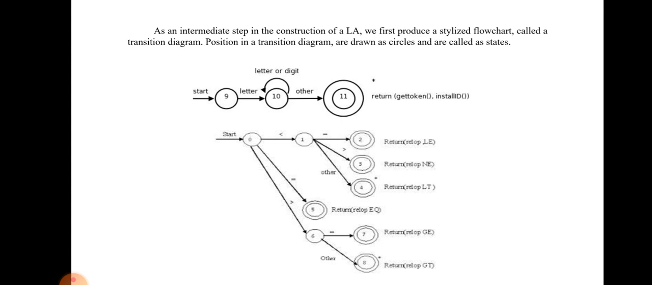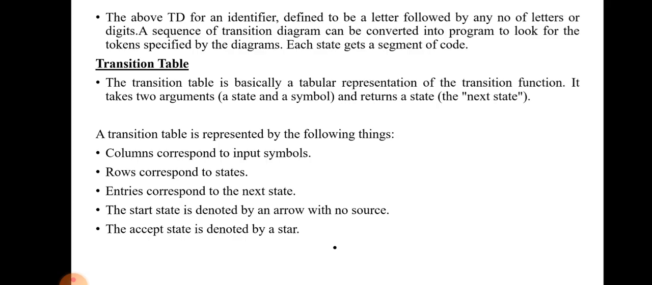So the transition diagram can be represented by circles. Each and every circle represents a state. The transition from one state to another state can be represented by an arrow mark, which is labeled by a set of symbols or single symbols.